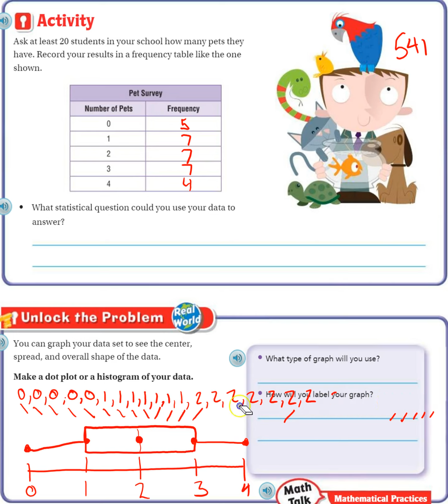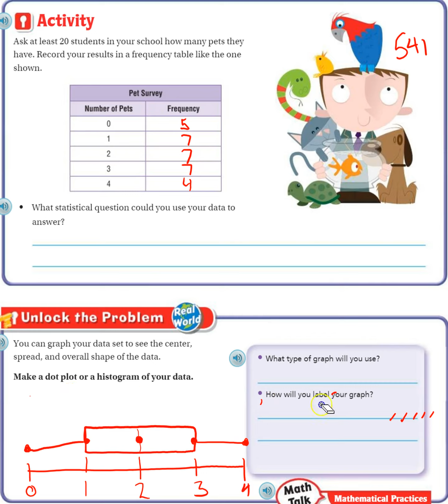And then once you have that, so again, just use 20. If you use the whole class, it just causes you to have more work technically because you're going to have more data points. What type of graph will you use? So that's where you're going to answer either a dot plot or a histogram. And then how will you label your graph? So I would label down here number of pets, for example.